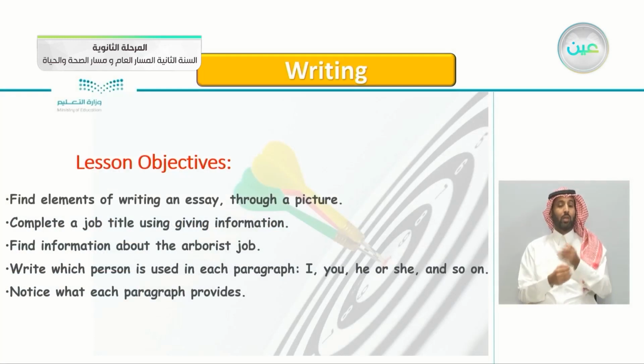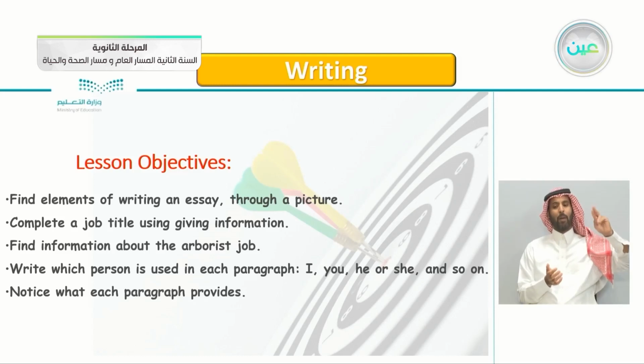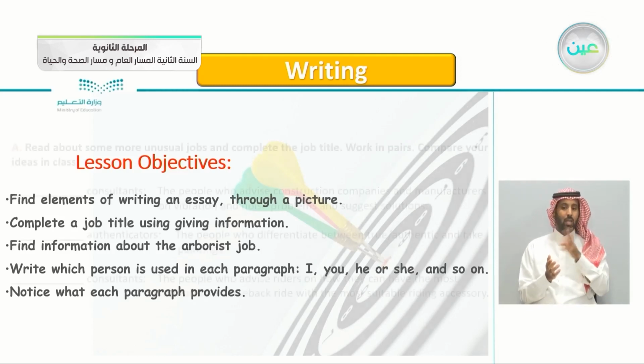So these are today's objectives, the writing objectives. Find elements of writing an essay through a picture. Complete a job title using given information. Find information about the arborist job. Write which person is used in each paragraph: I, you, he or she, and so on. Notice what each paragraph provides.